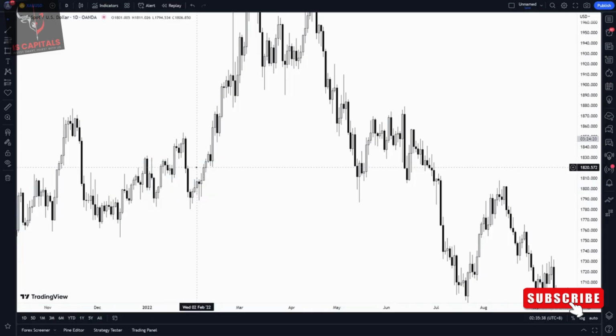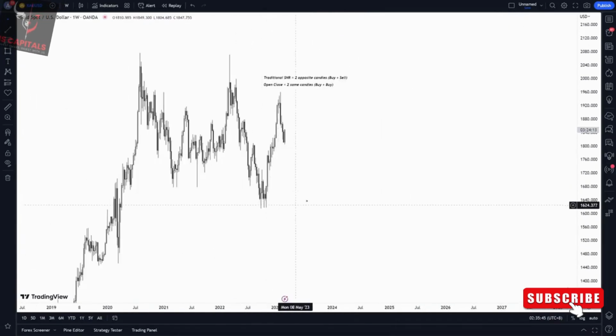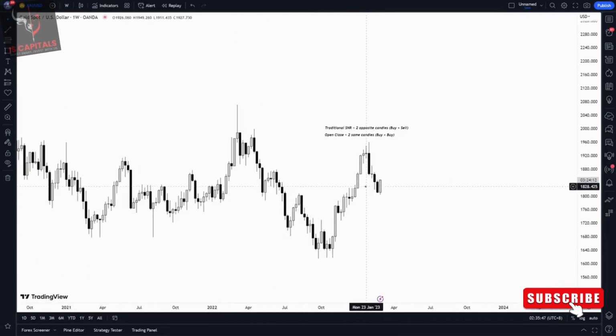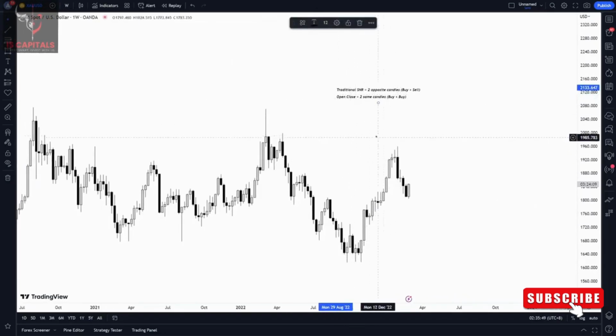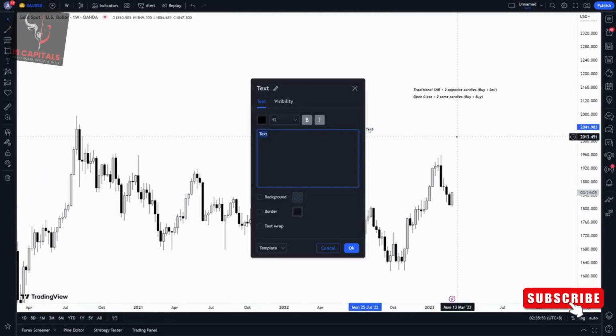Okay, so now we have ourselves what? MTF to cover. If we go to look at this, different types of SNR, open, close, MTF. What is MTF? Now, guys, there's another more in-depth version of MTF, but what is MTF in a simple sense? In this current sense that I'm trying to teach you guys, what is MTF? MTF simply means more than one time frame in the same area.